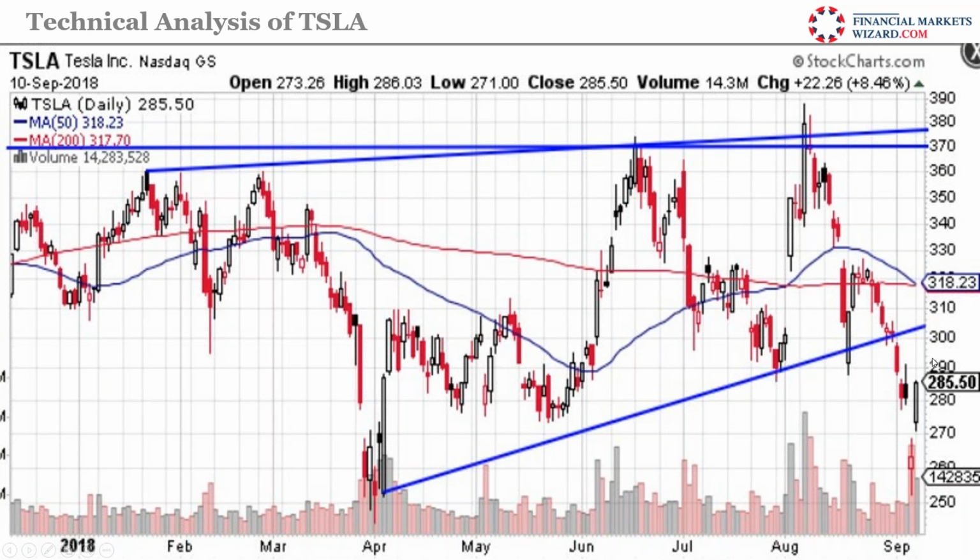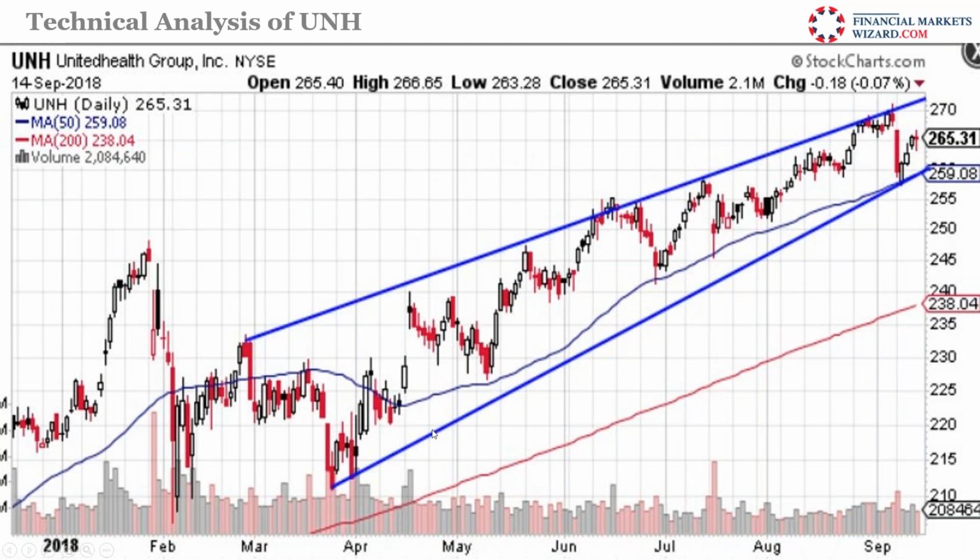So it's sitting at 295. So 300 is the resistance here. I don't have a chart, but you can see on your platform. It's sitting at 295.20. UNH, so I like UNH. Again, it's the same recipe.